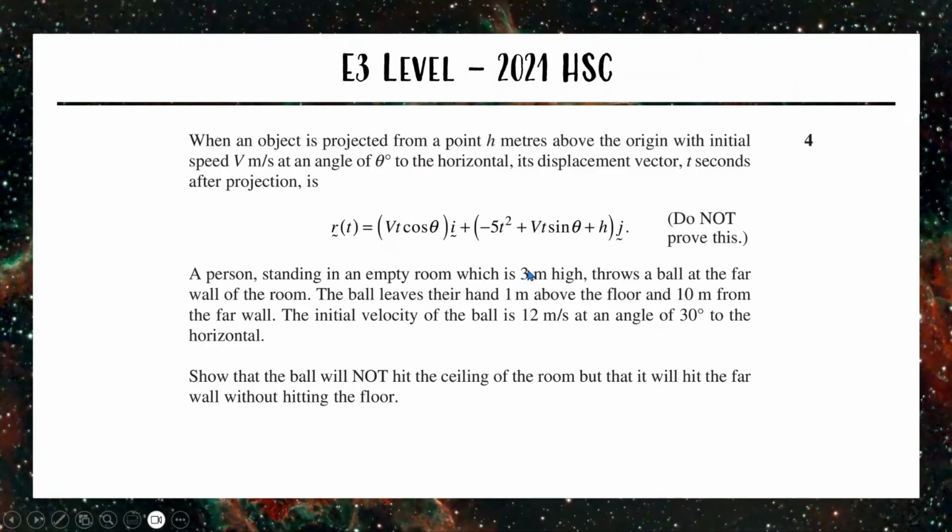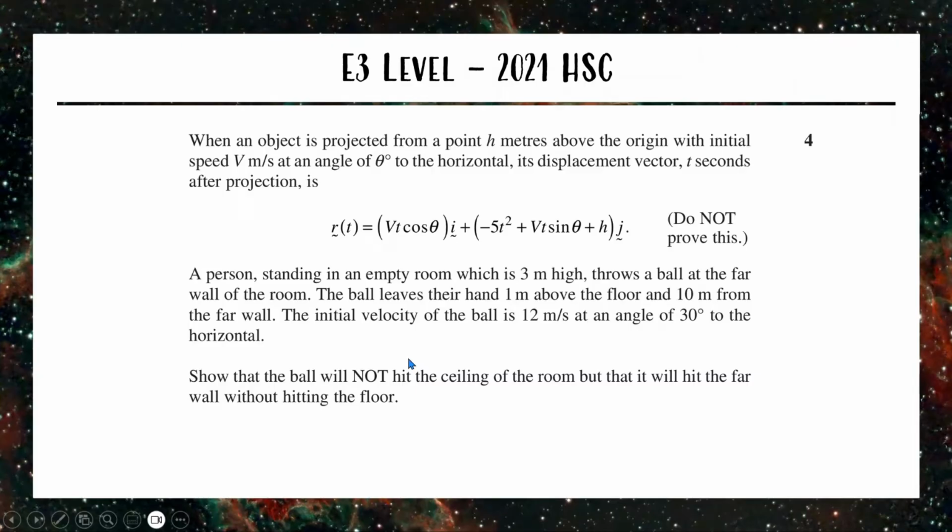Person standing in an empty room. The room is 3 meters high, throws the ball to the far side of the room. Ball leaves their hand 1 meter above the floor, so that's our initial height. H is equal to 1. And 10 meters from the far wall. So the wall we're throwing at is 10 meters away. Initial velocity is 12, so capital V is 12. Angle is 30 degrees, that's our theta, to the horizontal. Show that the ball will not hit the ceiling of the room, but that it will hit the far wall without hitting the floor.